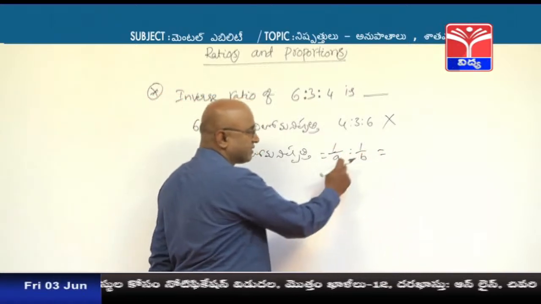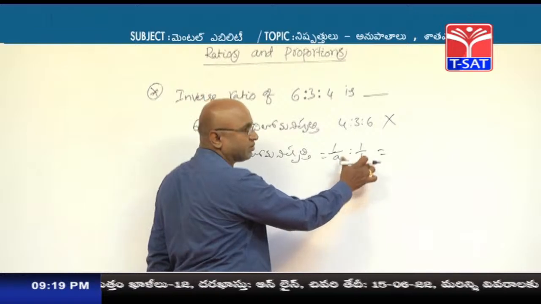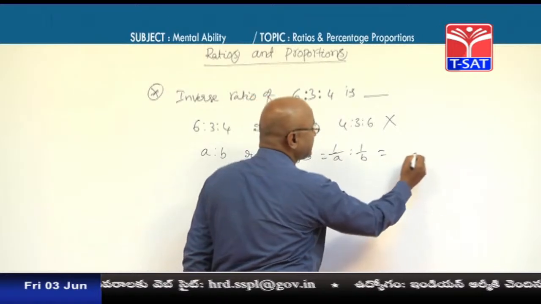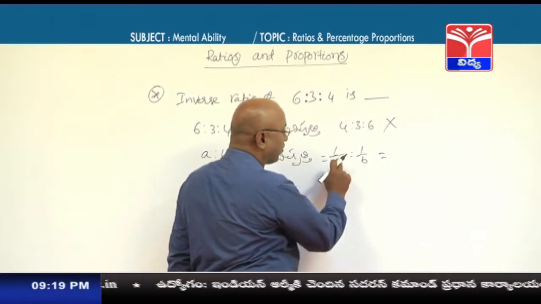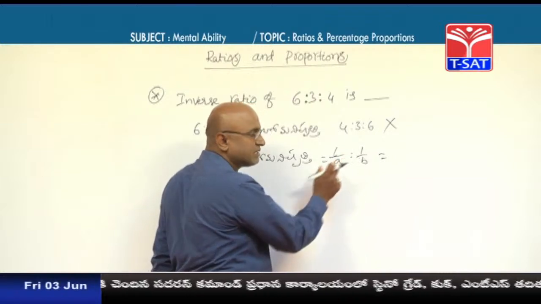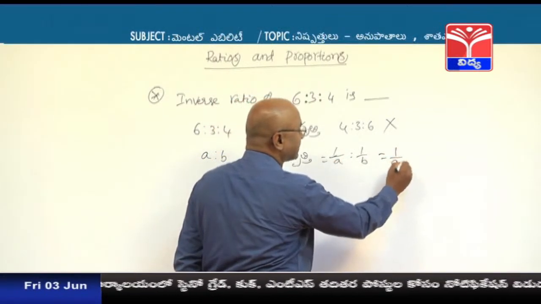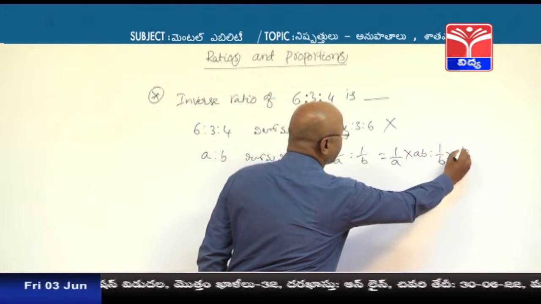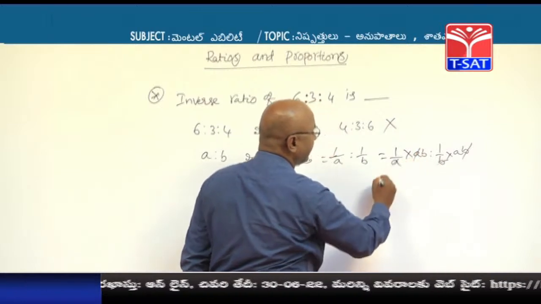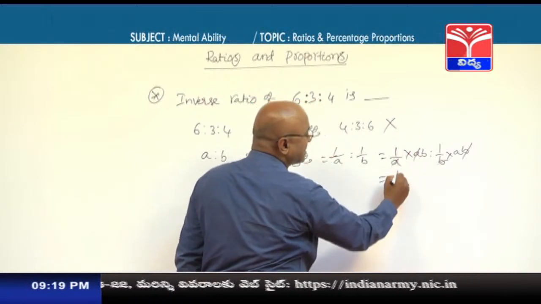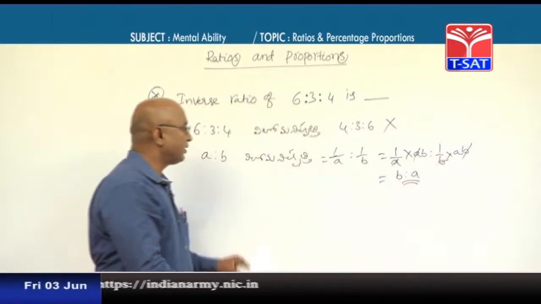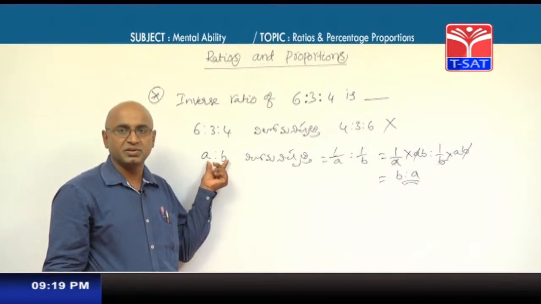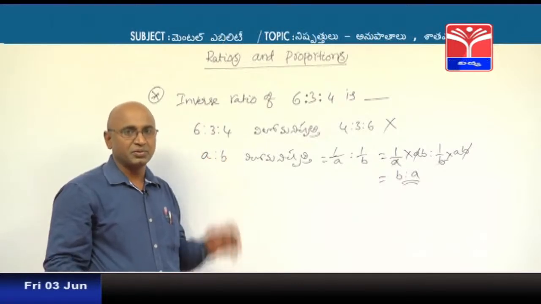In order to convert these fractions into a ratio, first find the LCM, that is, the LCM of A and B is AB. Now you multiply the fractions with the LCM, then you will get 1/A into AB is to 1/B into AB. B gets cancelled and A will get cancelled. Now that is B is to A. When there are only two terms, the inverse ratio of A is to B is B is to A. But let us see how it is when there are three terms.